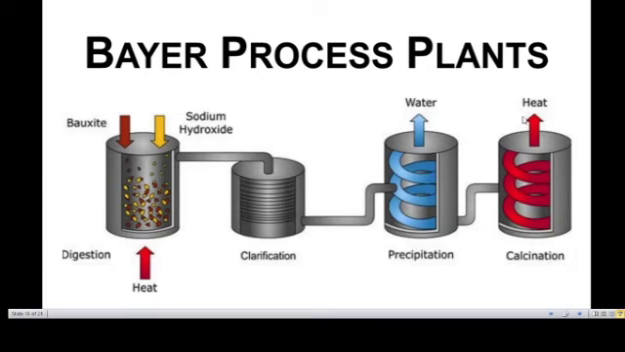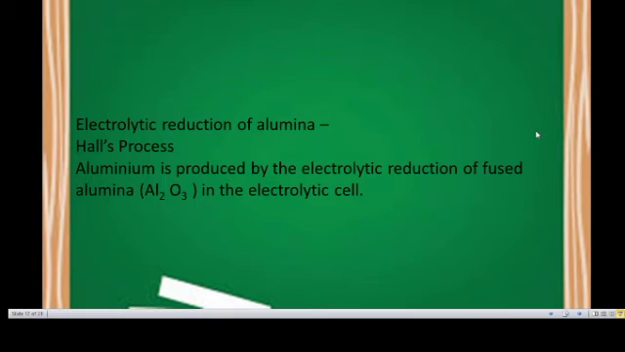Next, this is also the Bayer's process. The same ore, bauxite, is treated with sodium hydroxide, then heated, then finally, after some steps, we get the important product alumina, Al2O3.